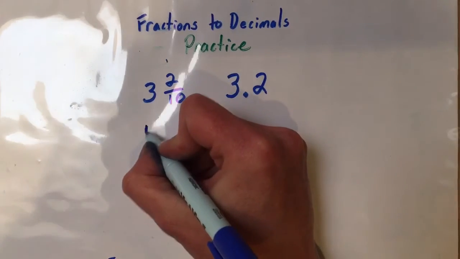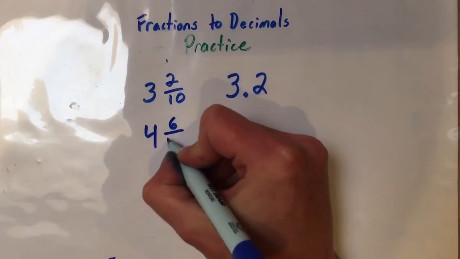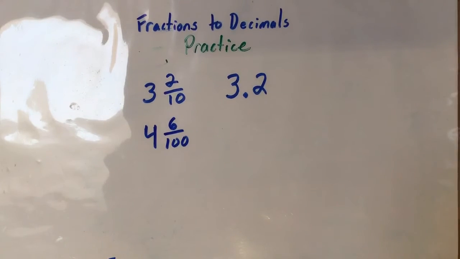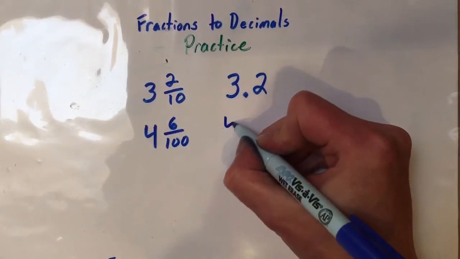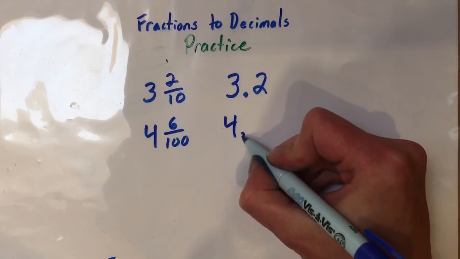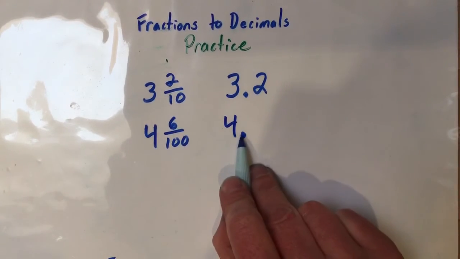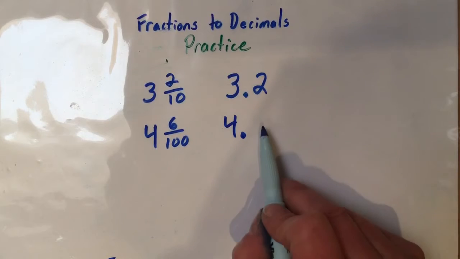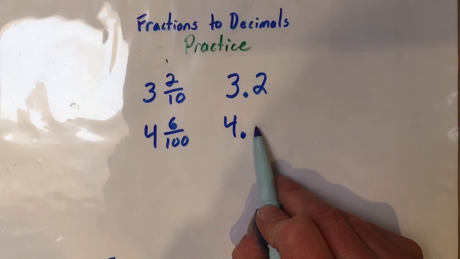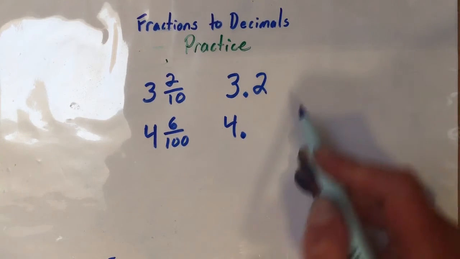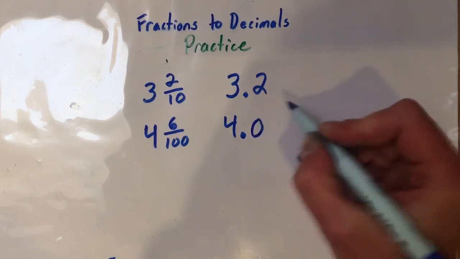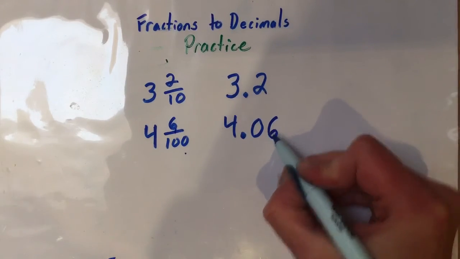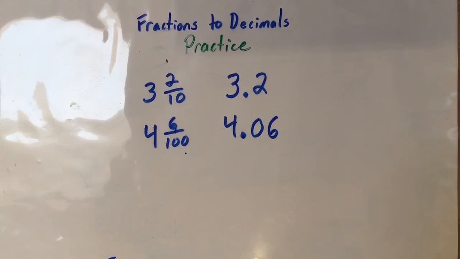Try this one. Let's do 4 and 6 hundredths. Try 4 and 6 hundredths. All right, so we have our 4 in our ones place. That's my whole number. And then my decimal point, 4 and 6 hundredths. Well, can my 6 go right here? No, it cannot, because that would be the tenths place. So it needs to go over here. What goes in my tenths place? A 0. The 6 has to go in the hundredths place, the second place over in our number.